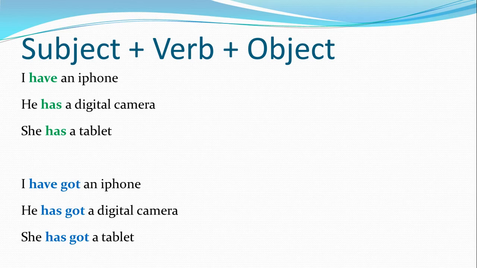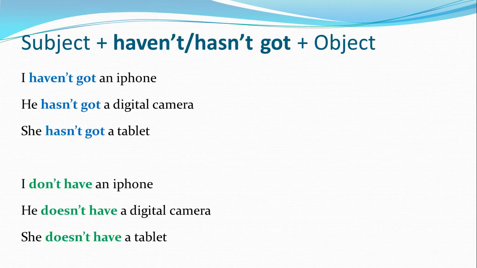What about the negative formula? In negative form, how is the formula here? Subject plus haven't got or hasn't got, plus object or complement. You see that? I haven't got an iPhone. He hasn't got a digital camera. She hasn't got a tablet. What about have?